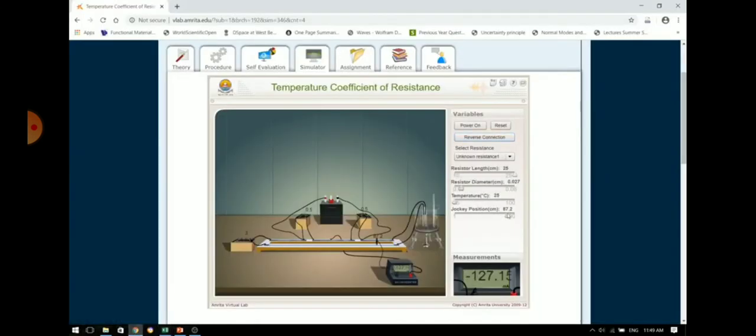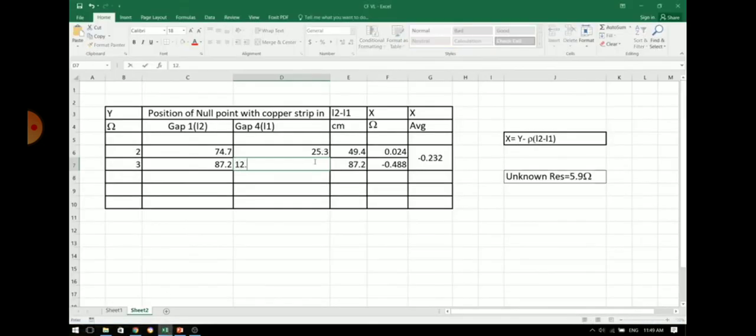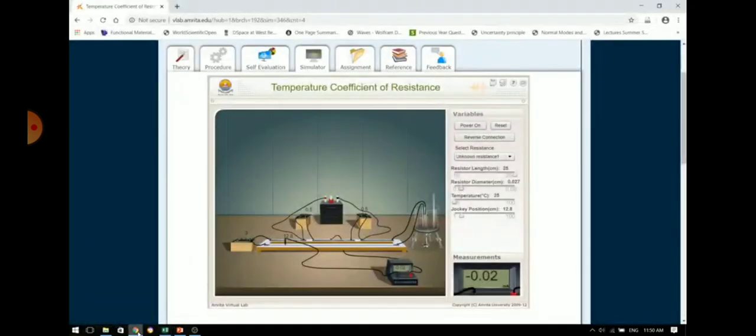Then you put it in the reverse direction, and again slide the jockey and find the null deflection. Null deflection means zero or very close to zero. Now it's minus 0.02, and you take that value for gap 4, 12.5. Then x is calculated using that formula, y minus rho into L2 minus L1, since you know the values of y, rho, and L2 minus L1. Like that you choose other different values and then calculate the mean of x. Here I am choosing only 2, you can take more than 2, up to 5 readings, and then calculate the average value. Like this you can choose all those values for the unknown resistance. Okay, thank you.